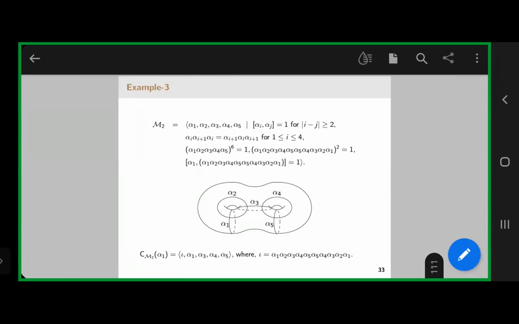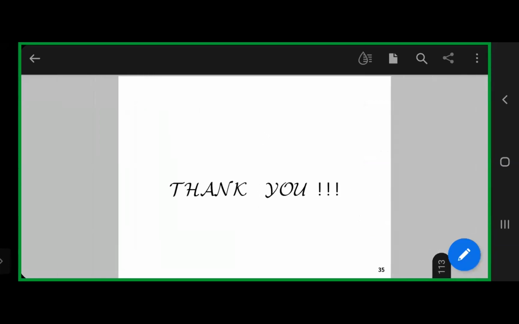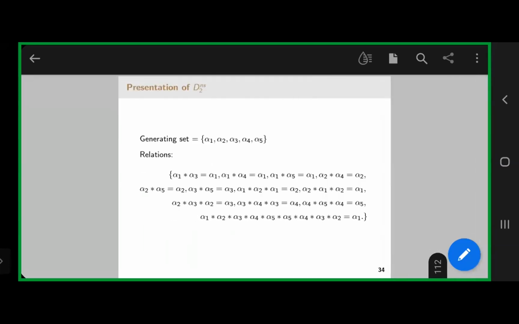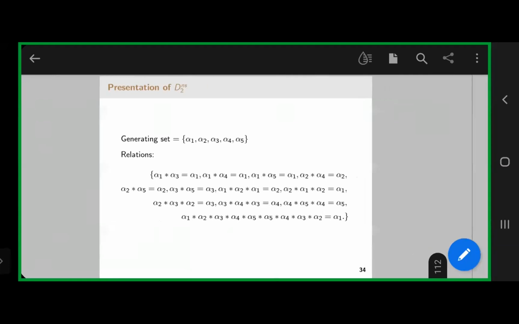The centralizer of any Dehn twist, for the first Dehn twist, can be given by this, where i is the hyperelliptic involution. And using this relation, you can come up with a presentation of the Dehn quandle of genus 2, which is this: a generating set of 5 elements and the relations are this. Okay, let me stop. Thanks.